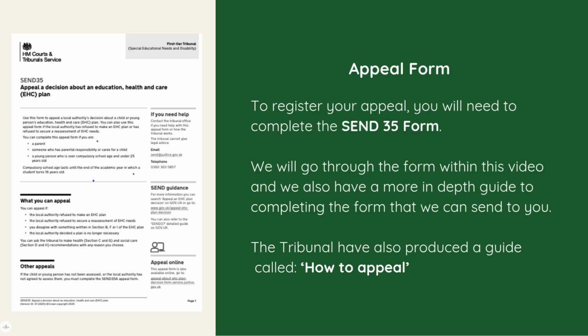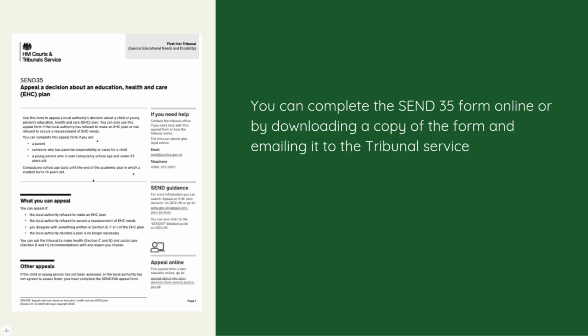Appeal form. To register your appeal, you'll need to complete the SEN 35 form. We'll go through the form within this video, and we also have a more in-depth guide to completing the form that we can send to you. The Tribunal have also produced a guide called How to Appeal. You can complete the SEN 35 form online or by downloading a copy of the form and emailing it to the Tribunal service.